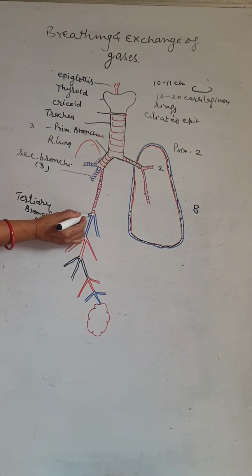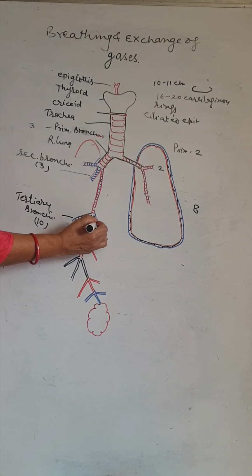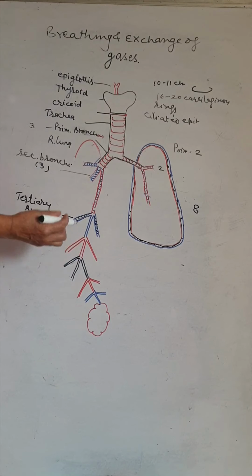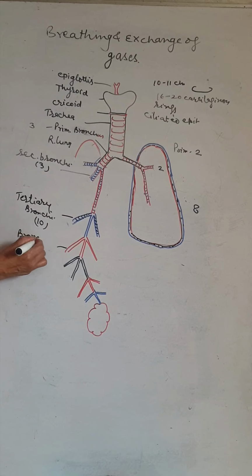They are also covered by cartilaginous rings. The supportive C-shaped cartilaginous rings also cover the tertiary bronchi. The tertiary bronchi further divided into bronchioles. These are the bronchioles. They are fine tubes. The diameter is 1 millimeter and they are not covered by cartilaginous rings.